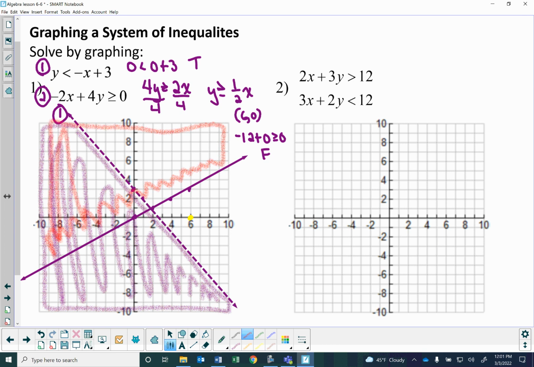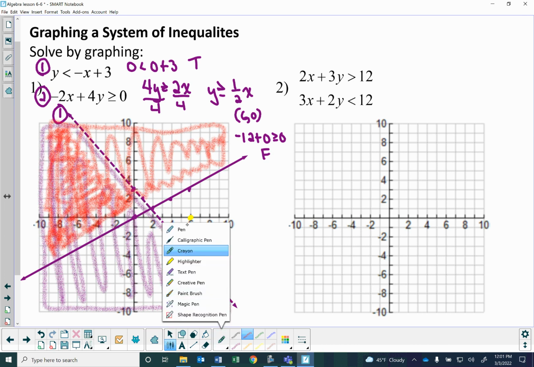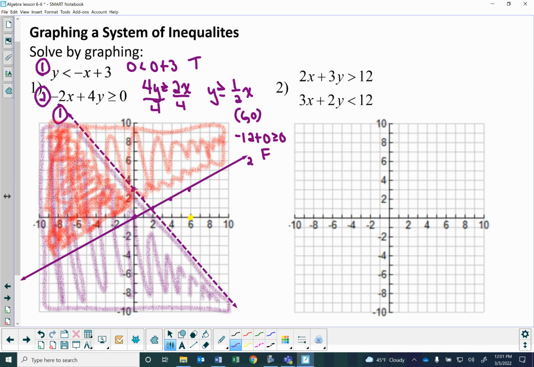Okay. And when I do that, you can see that the section they overlap is right here, this section of the two graphs right here. So that would be the solution to my inequality. So last thing I have to do here is make sure that I have labeled both my equations and labeled my x and y axis. So the solution is that reddish purplish blob that I darkened in a little bit, and that's the solution to both of those inequalities.